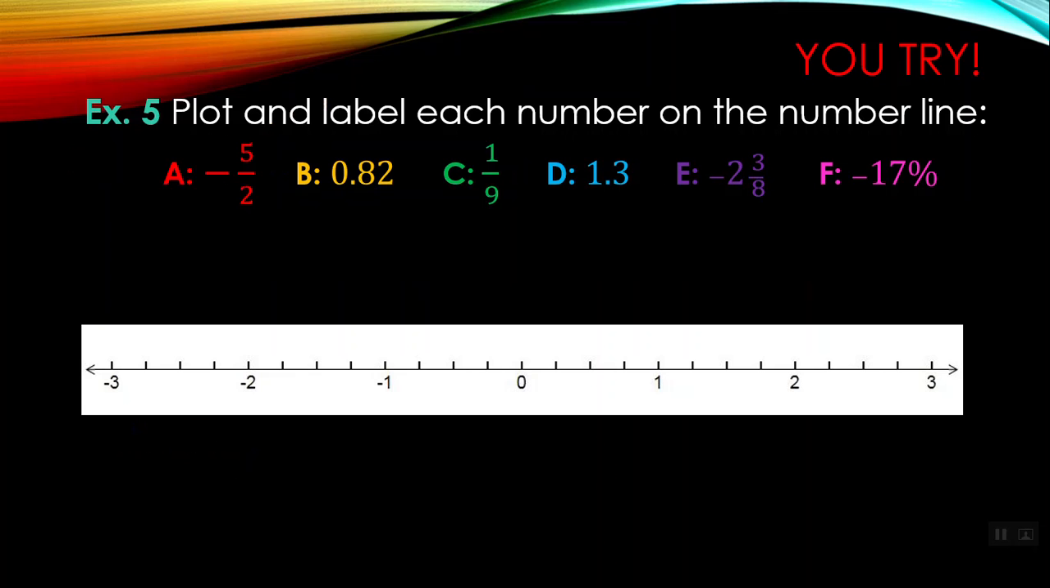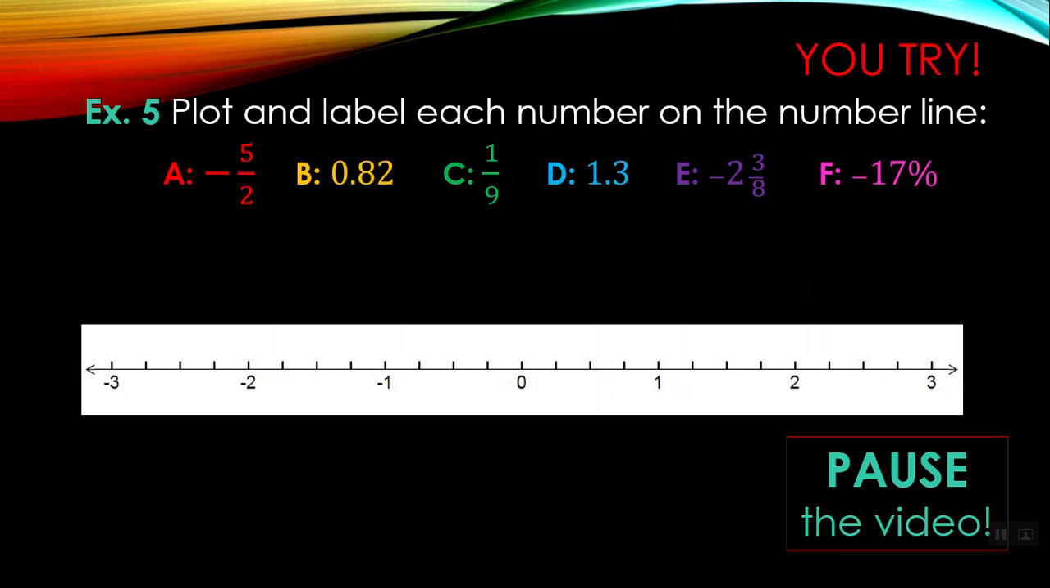All right, example 5. I've got 6 of them here for you to try. I want you to plot and label each number on the number line. You're going to first find the decimal approximation if necessary, and then go ahead and plot each number. At this point, pause the video and come back to see how you did when you're finished. Make sure you show all your work on your note sheet.